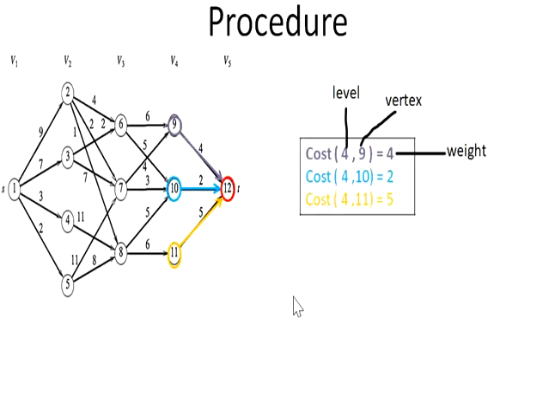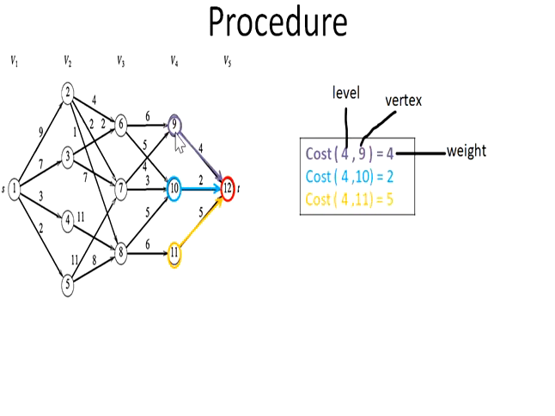Let's understand the procedure for the multistage graph. The source is vertex 1 and the destination is vertex 12, but I am beginning from vertex 12, the destination. From the destination I am starting. So 12 is reachable from the vertices 9, 10 and 11. To represent this, I am using cost. So cost 4, what is this 4? 4 is the level, and 9 is the individual vertex. So cost of level 4, vertex 9.